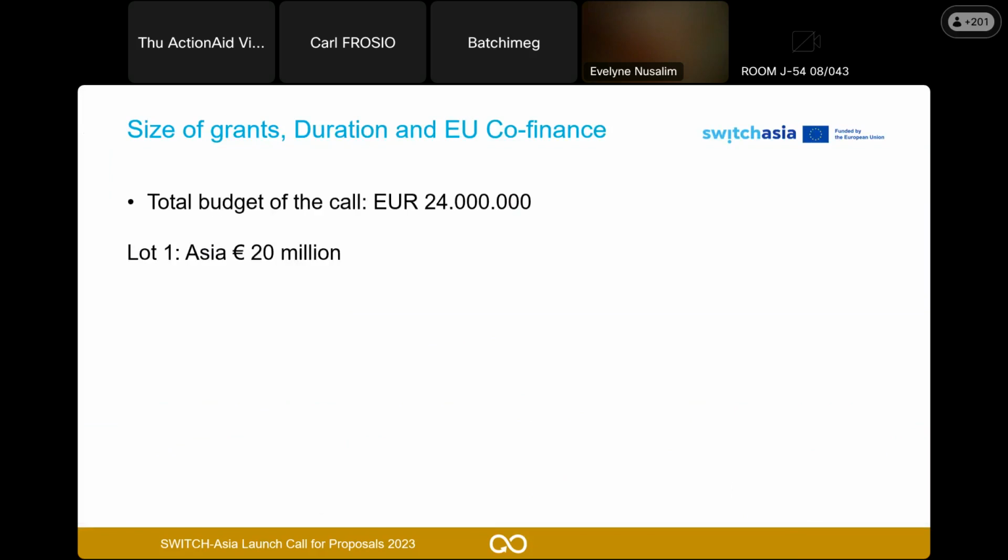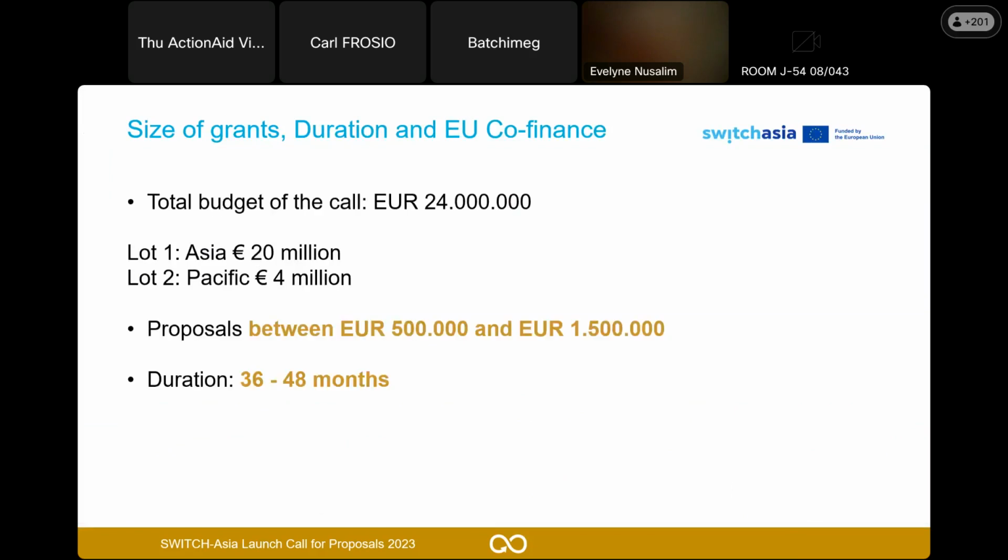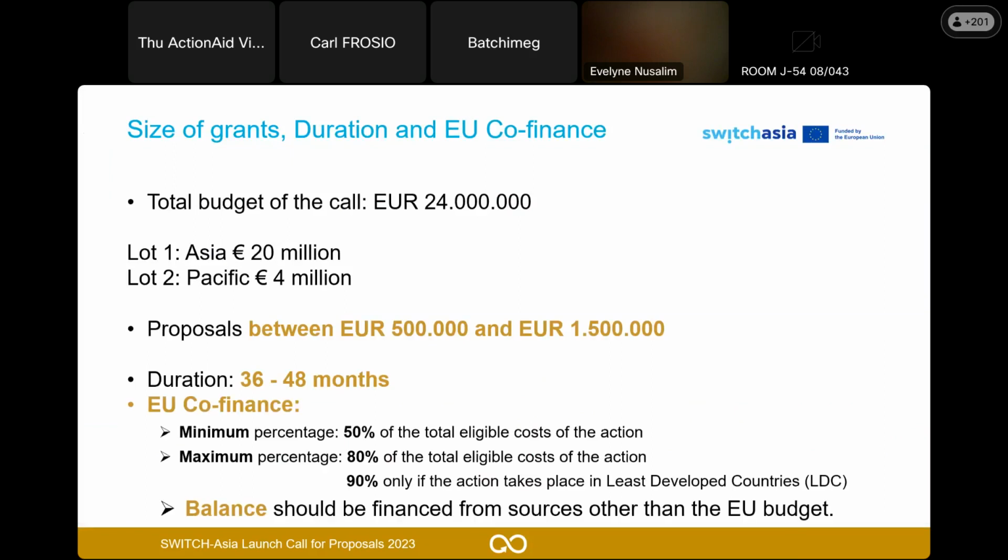Now, if we look at the size of the grants and the duration, the total budget we have is 24 million euros, and we've divided it into two lots. We have the Asia lot, which is 20 million, and the second lot for Pacific countries, which is 4 million euros. And what we're asking for is proposals between 500,000 and 1.5 million euros. The duration is 36 to 48 months.